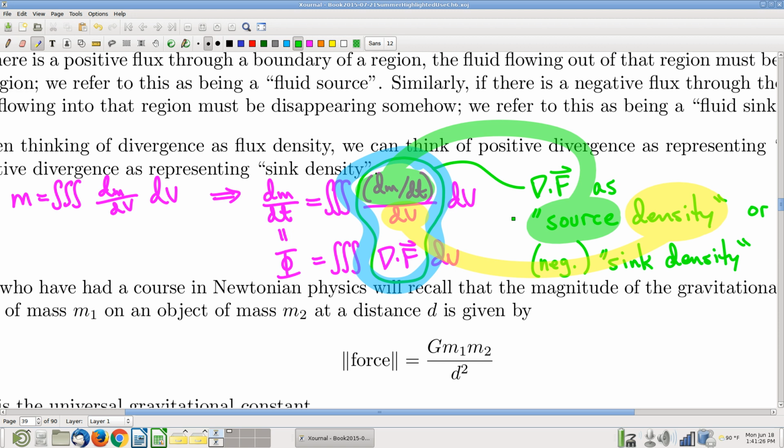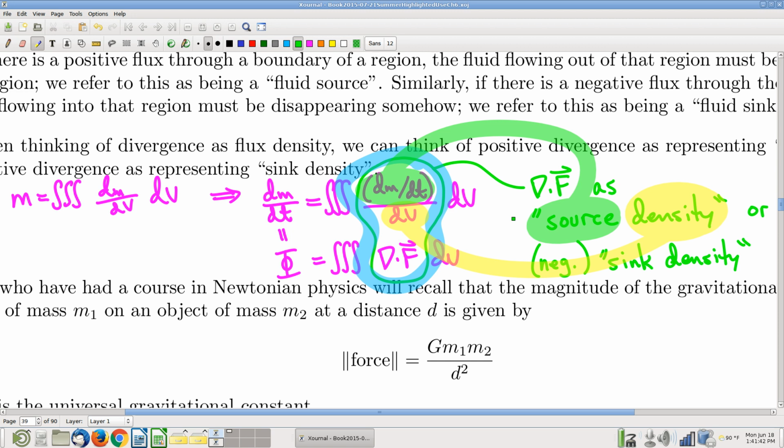How much mass is being created, we call a source. It's a source of whatever this fluid is, whatever the mass, whatever it is. So source per unit volume, otherwise known as source density.